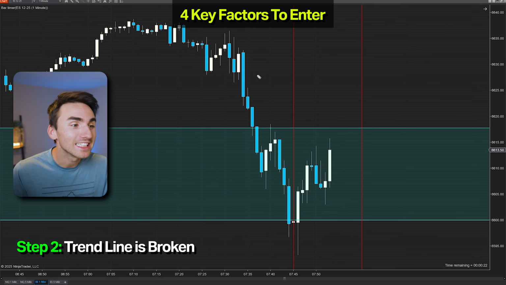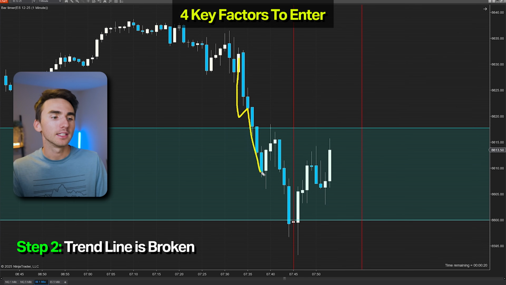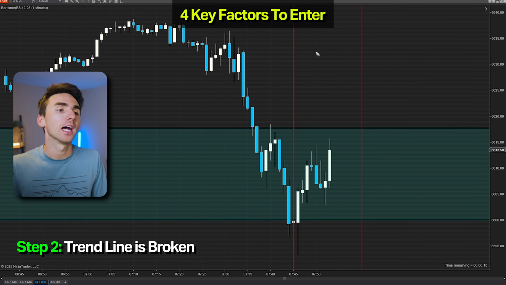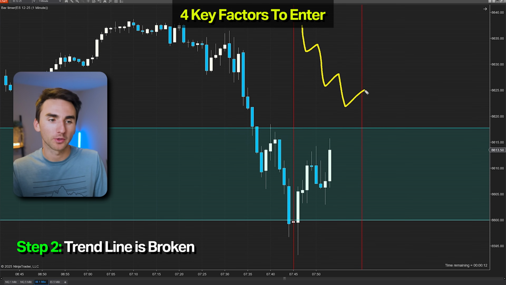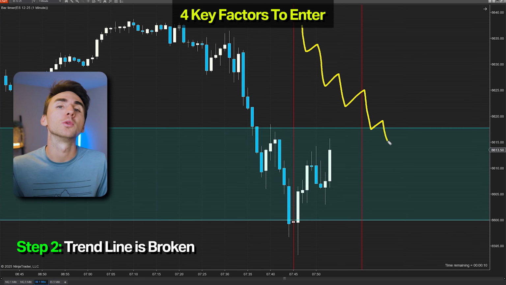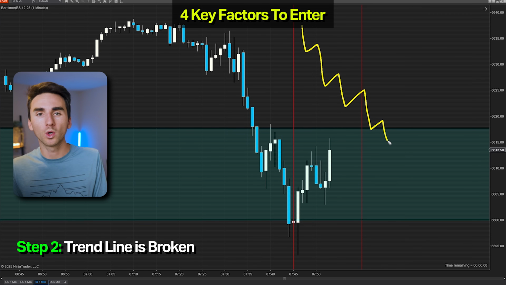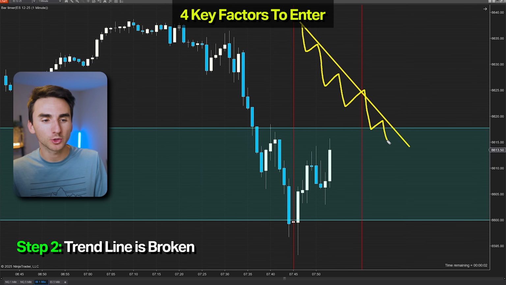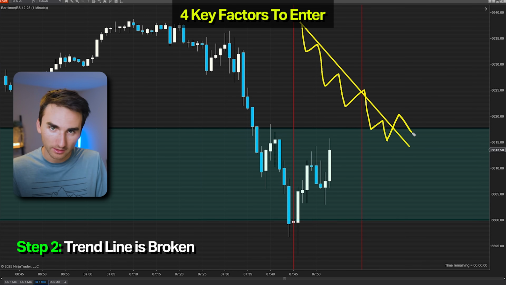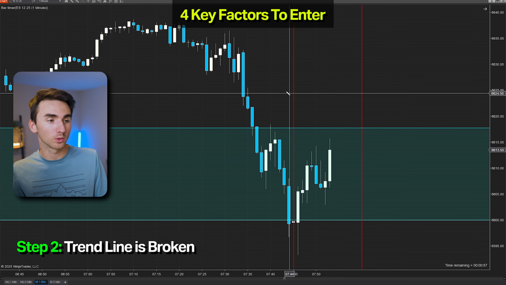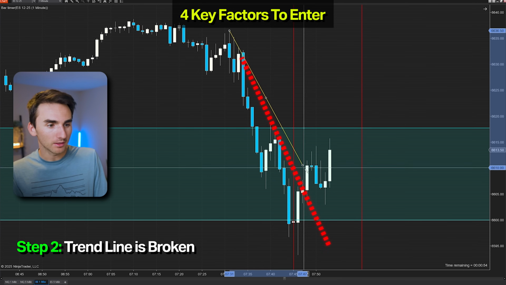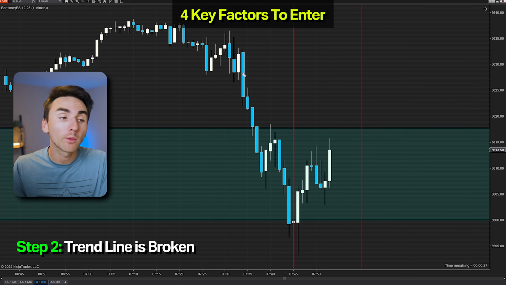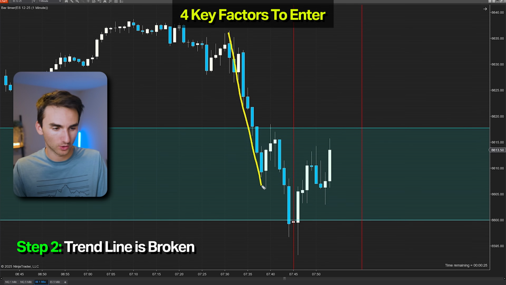Number 2 is the current trend that it's in needs to be broken. Because I'm looking for reversal trades, I'm often betting against the current trend. But to do this effectively, you want to enter in when it's clear that that current downtrend has started to break. And so to do that, I either look at a trend line based off of the current trend and when that has been broken, or I watch the swings of the current trend.